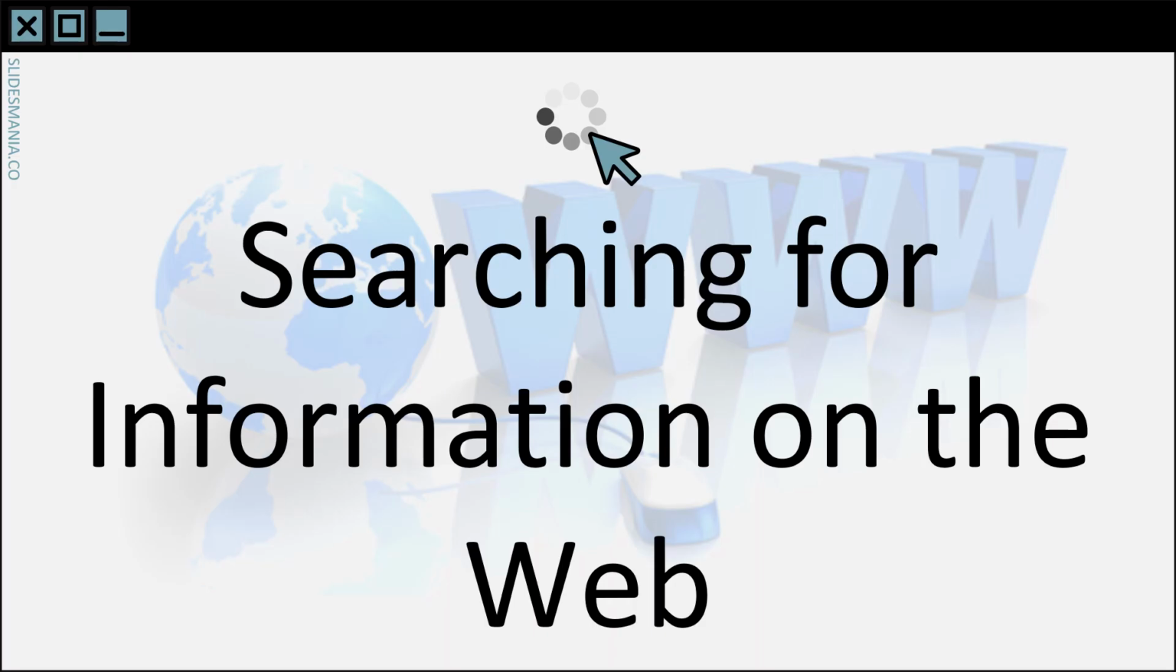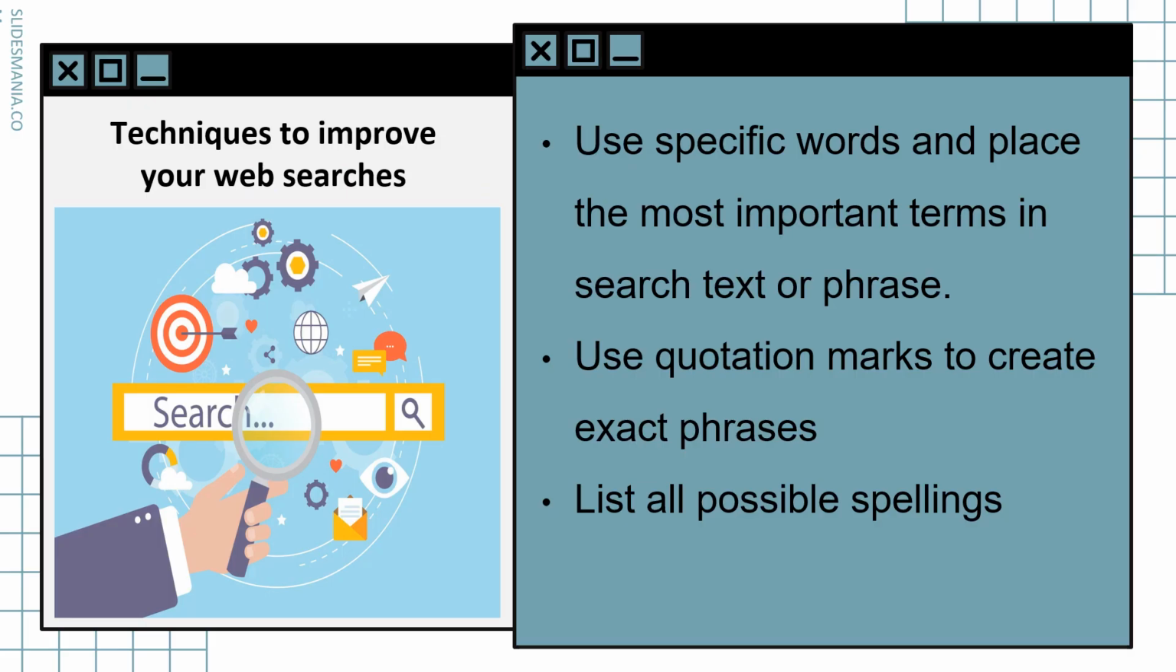Let's proceed to the searching for information on the web. Ito po yung mga techniques na pwedeng makatulong sa pagre-research po natin online. Number one po is use specific words and place the most important terms in search text or phrase. So, kapag mag-search po tayo online, kailangan ilagay po natin yung pinaka-exact text or exact words, para at least yung lalabas po sa internet is yung exact na terms na kailangan po natin. So, wag po dapat general. Kailangan exact po. And then, use quotation marks to create exact phrases. And list all possible spellings.